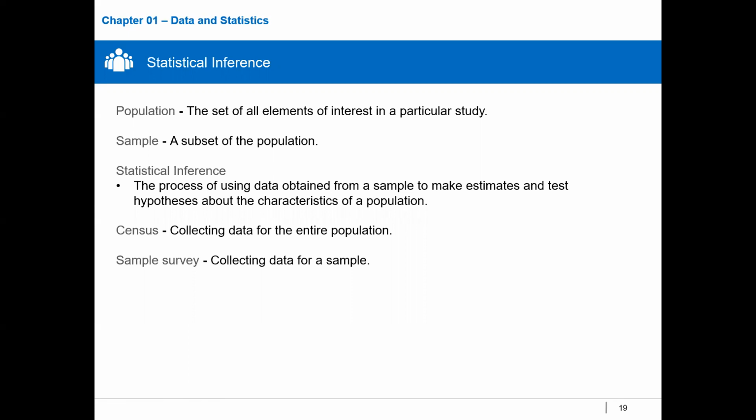We're going to be using these words a lot throughout our journey in statistics. Population, meaning all the elements of a particular study, like the students at a particular college, okay? Sample, a subset of that population, the school of business, for example. Statistical inference means the process of using data obtained from a sample to make estimates and test hypotheses about the characteristics of a population. So we'll be taking samples of data to run tests, to do analysis, and to make some conclusions based upon that sample, okay? A census, collecting the data for the entire population. United States Census, that's a perfect example, okay? Sampling survey, collecting data from a sample, and we'll talk about some survey methods in later chapters, okay?